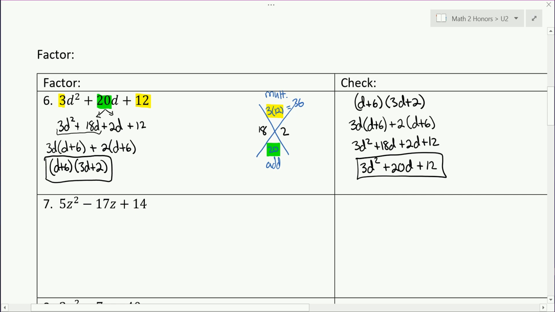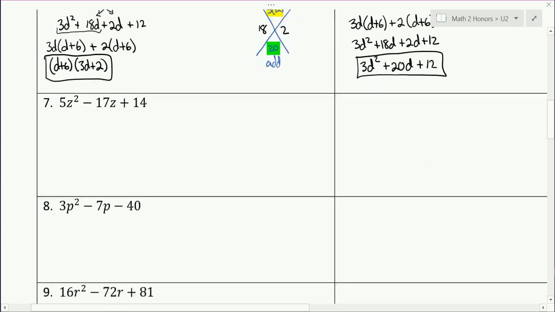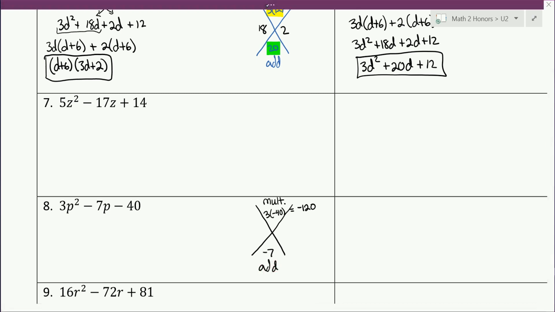Okay, so let's try it again on number 8. I'm going to skip some. What I skipped is homework for you, okay? So for 8, we're going to start by seeing if it factors. We're looking for two numbers that multiply to what? 3 times negative 40. What's 3 times negative 40? It's got to multiply to negative 120, and it's got to add to negative 7. So see if you can figure those out.